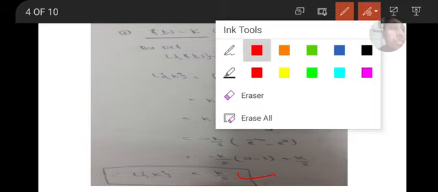We have to remember this as a formula. L of k equal to k by s. So Laplace transform of k equal to k by s.